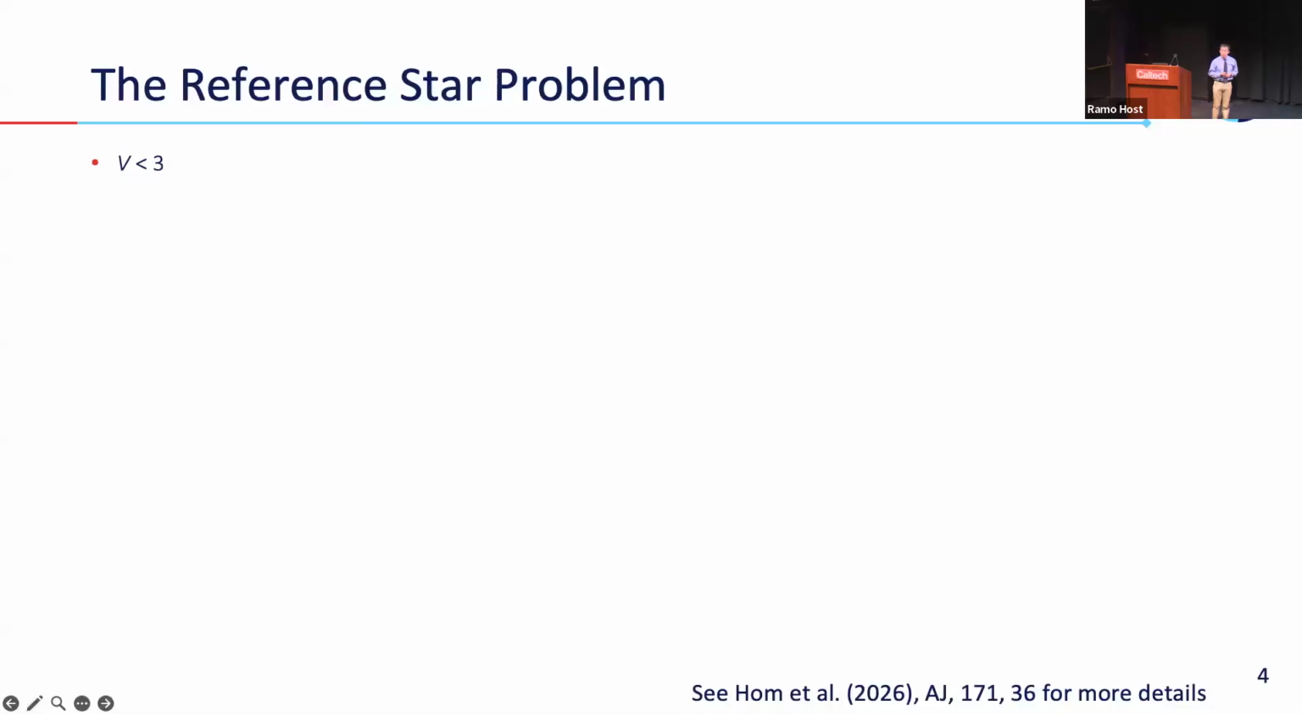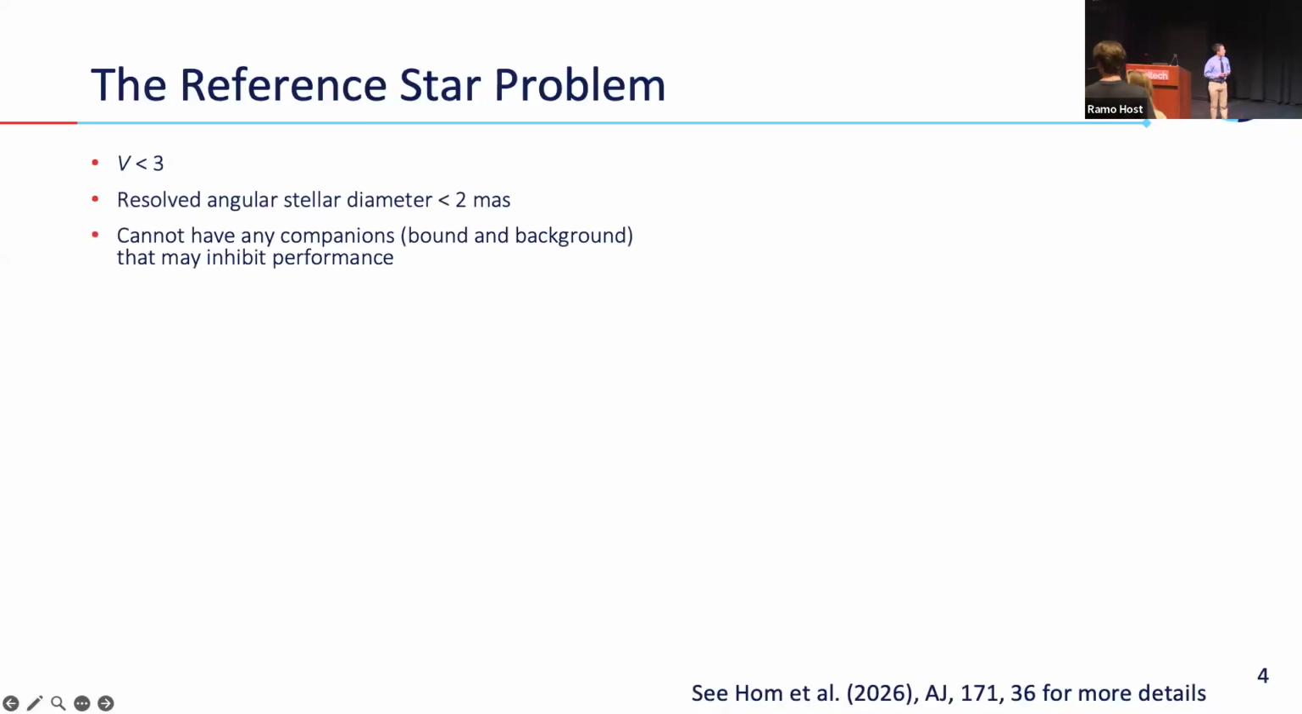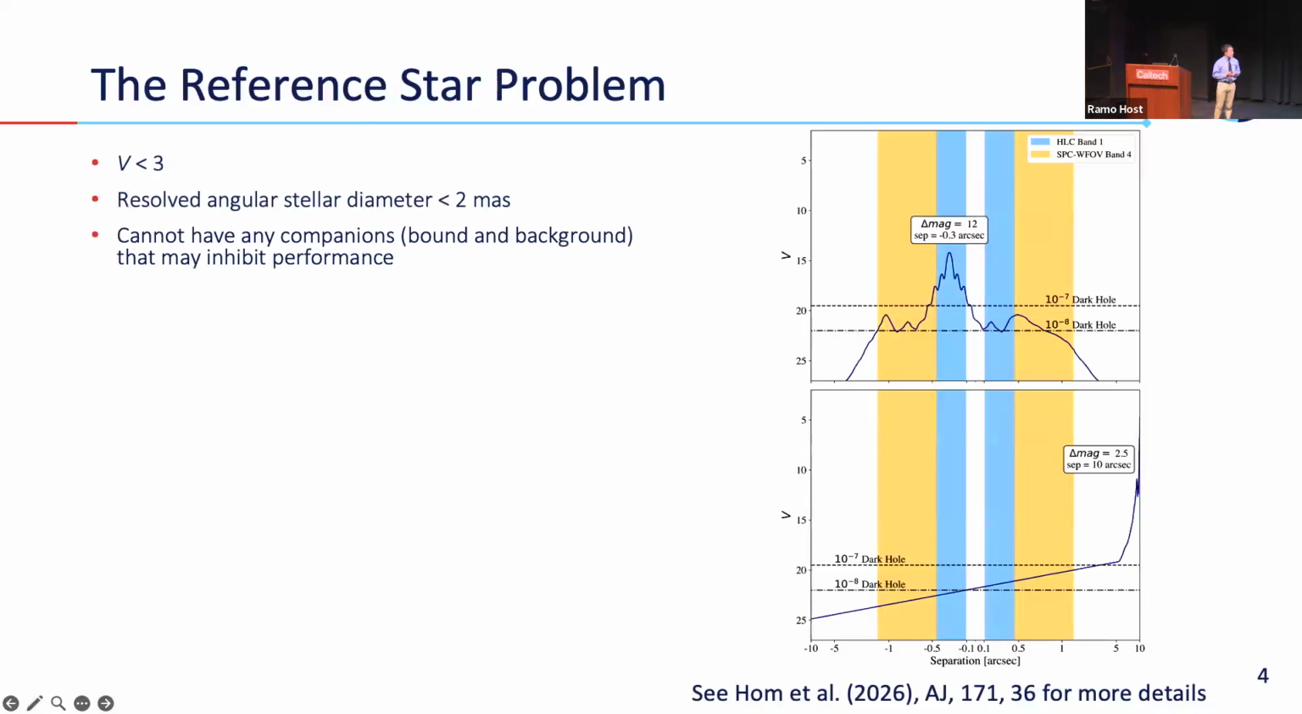But yes, they need to be extremely bright, so our threshold is third magnitude in V. They also need to have really small resolved stellar diameters, so our current threshold is 2 milliarcseconds. And they also can't have any companions, and they don't have to be bound companions, that could possibly degrade your performance. To show an example of this, these are example plots of the PSF profile of an off-axis companion, showing how much flux that PSF profile could introduce into your dark hole and possibly contaminate it.